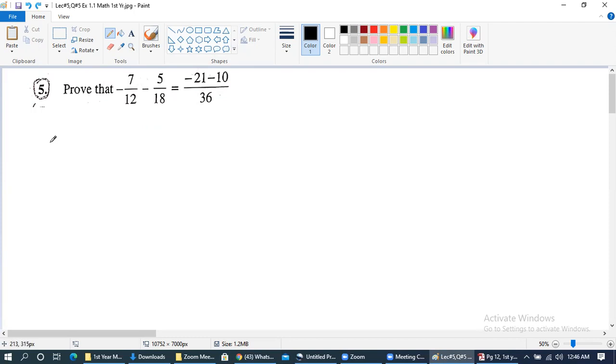We'll be using the basic properties of the real numbers. We'll be doing each and every step to prove this relation. So for this, we have to take the left hand side. Left hand side is equal to minus 7 by 12 minus 5 by 18.